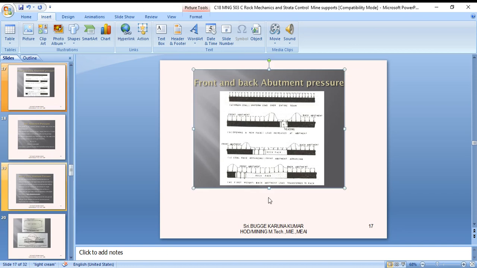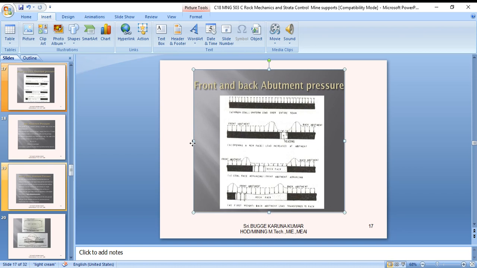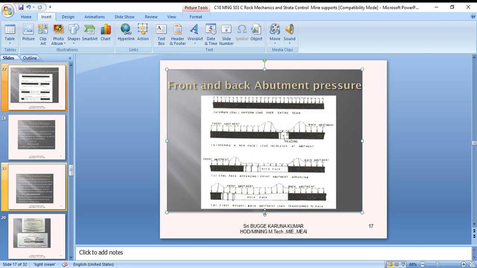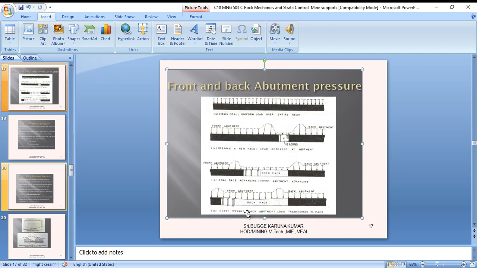Then the front and back abutments: as the progressive extraction goes on over the exposed area, how the front abutment moves is very clearly given in this picture. This is the area, the normal generalized area once opened, with the distribution of back abutment and front abutment, and the widening going on.